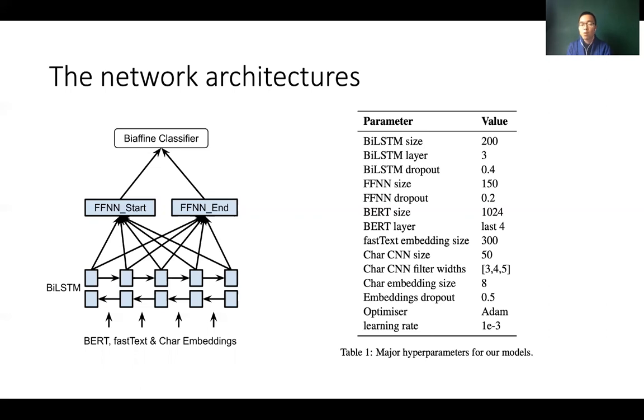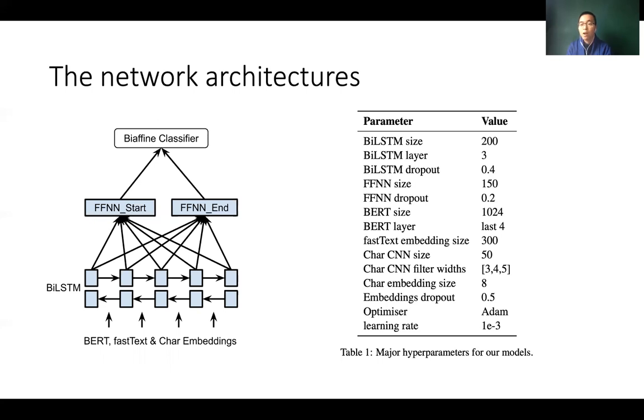After that, we project those word representations into two different versions of the representation, one for the start of the mention and one for the end of the mention. That is mainly because the words that usually are the start of the mention and the words that usually are the end of the mention are quite different. So by using two different representations, it gives us a better result. After we gather those two different versions of the word representation, we put them into a biaffine classifier.